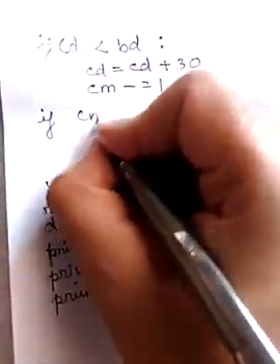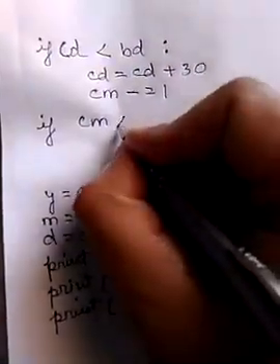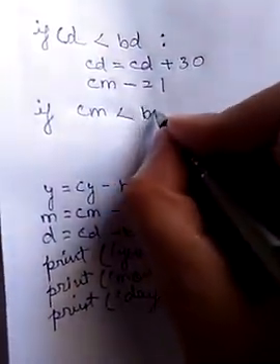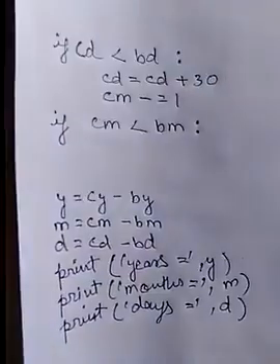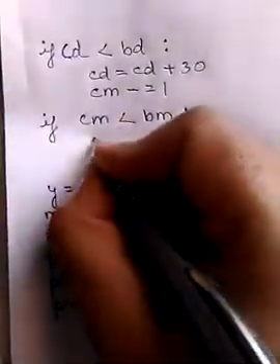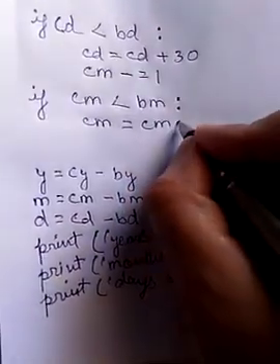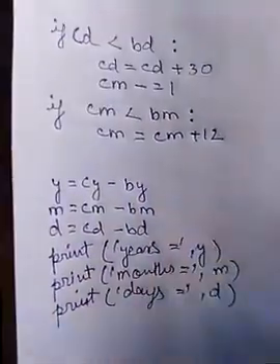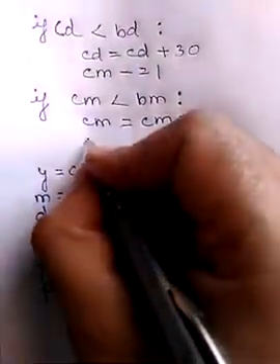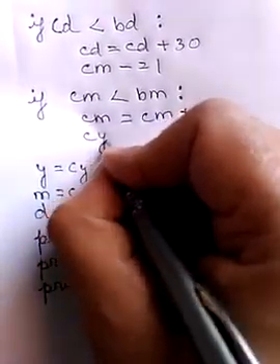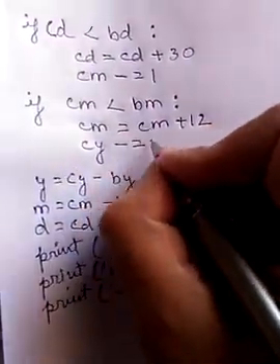In the same way, if the current month is less than the birth month, then what we have to do? Current month equals current month plus 12, and after that, current year minus equal to 1.